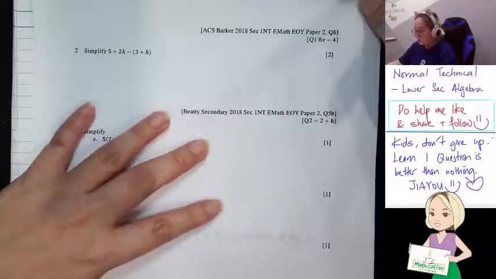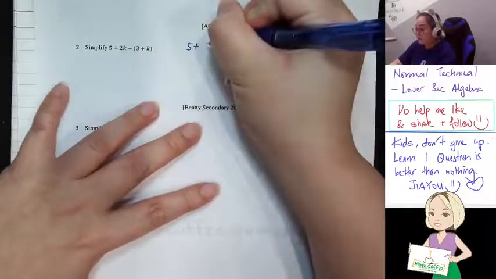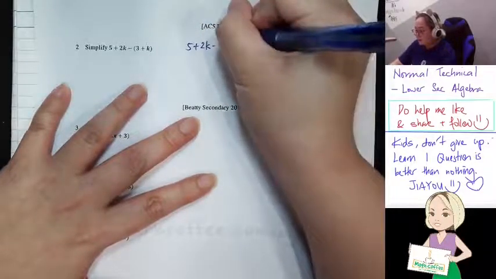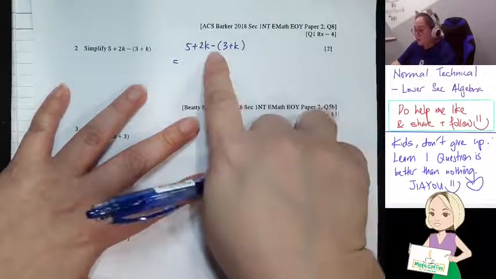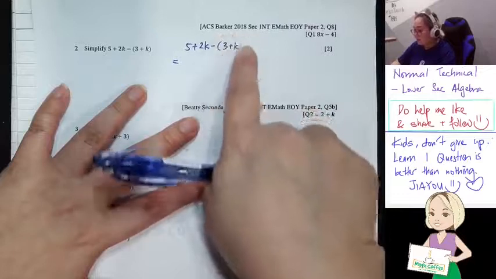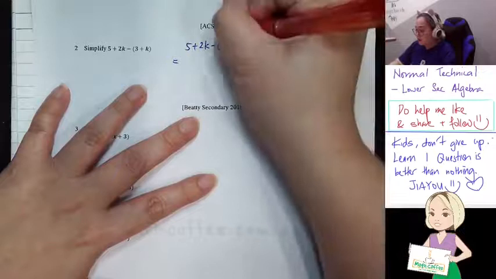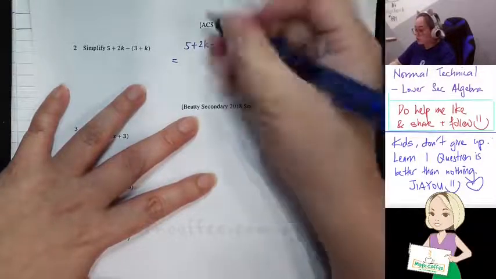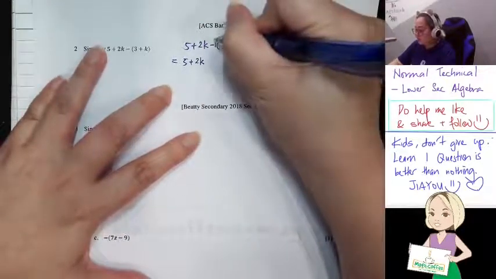Okay, next. Over here, we have 5 plus 2k minus 3 plus k. Now the difficulty goes up already. This is the question. You can see that this is minus, then suddenly you have a bracket. So what I want you to do is put an invisible 1 there, so later when you do the multiplication, the rainbow is easier for you to do. This one just copy, no change: 5 plus 2k. Now we're going to do rainbow for this part.